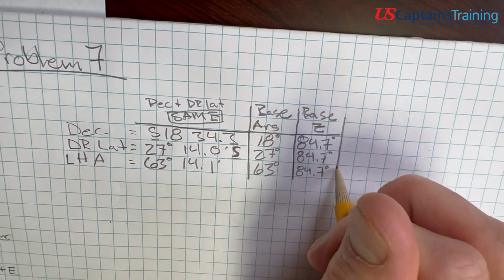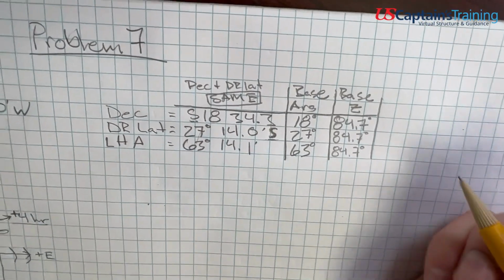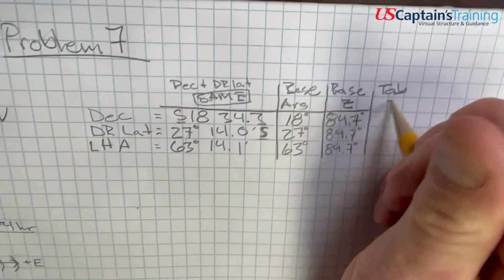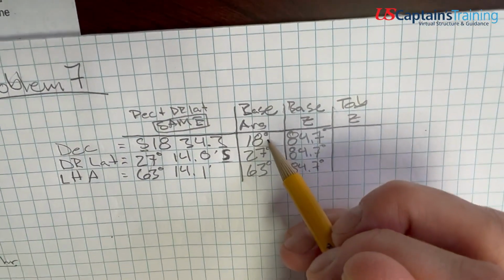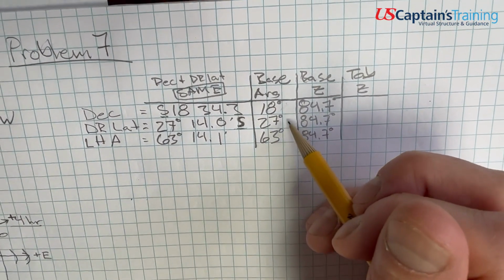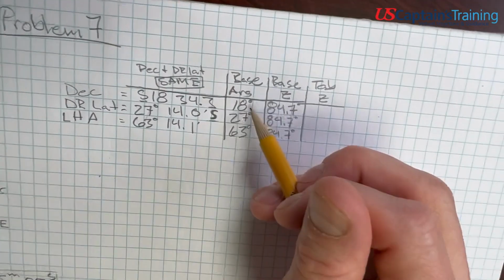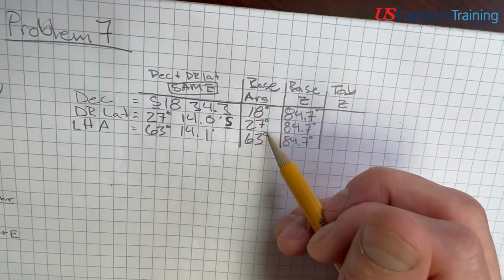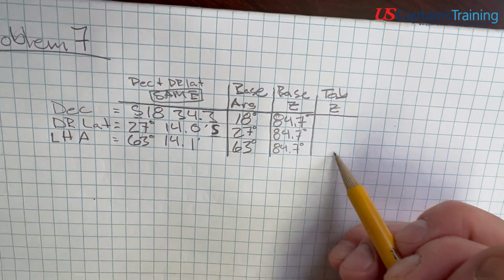Now we can get our tabulated Z. In order to get this, you just take your base argument, raise the declination by 1, so it's 19, 27.63, and record it here. Then you raise the DR lat by 1, so it's 18, 28.63, record it here. And then finally you raise the LHA by 1, so it's 18, 27.64, and record it here.